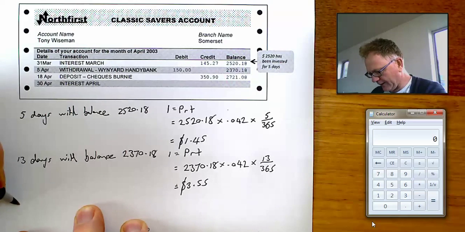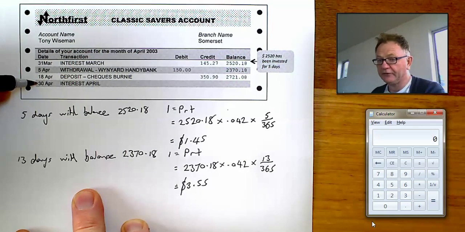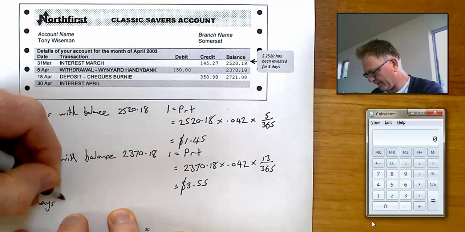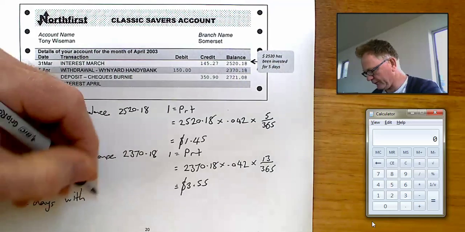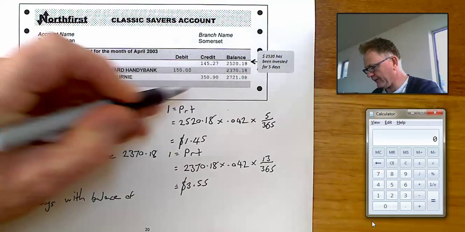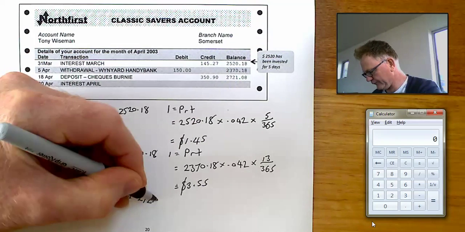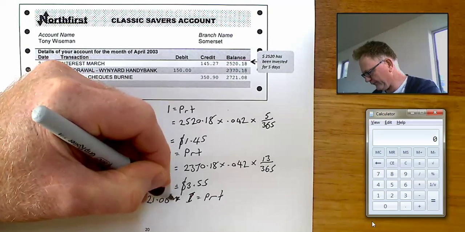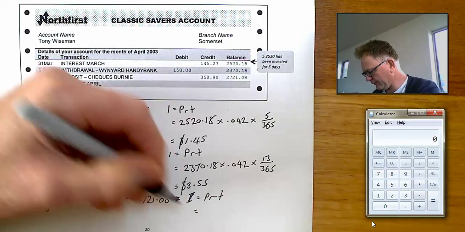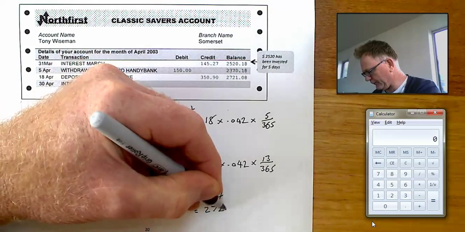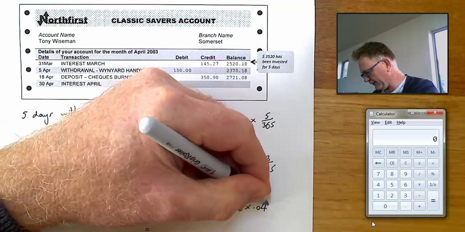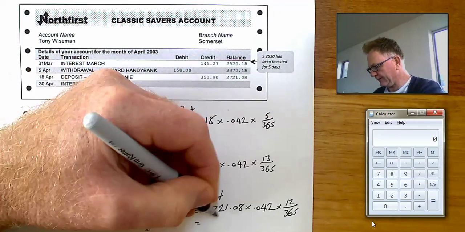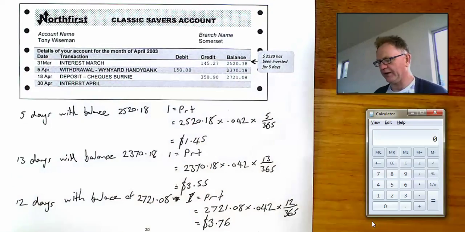And then finally, from April the 18th to April the 30th, use your table of dates if you have to, or your calculator, but 30 minus 18 of course is 12 days with a balance of this much. I equals PRT again. We're going to work out the amount of interest with a balance of $2,721.08. Interest rate 0.042 for 12 days. Turns out $3.76 interest if you do the calculations.